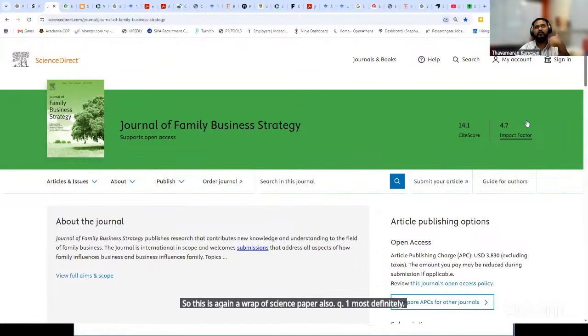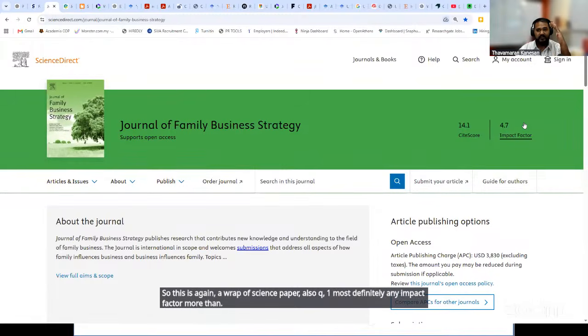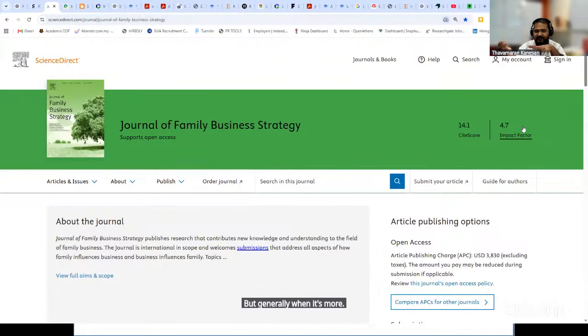Any impact factor more than 3, 3.5 is usually Q1, but depending on subject area, for business management, maybe Q1 is more than 4, more than 4.5. But generally, when it's more than 3.5, it's already Q1. That's how I normally measure. Those days it was more than 2, now it's more than 3.5, around that.